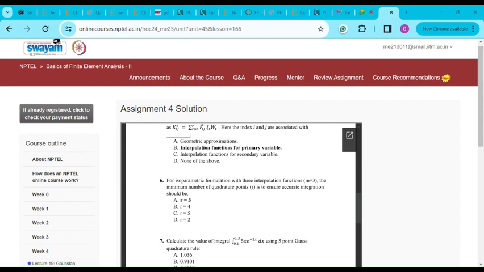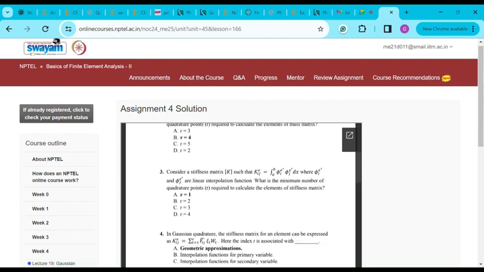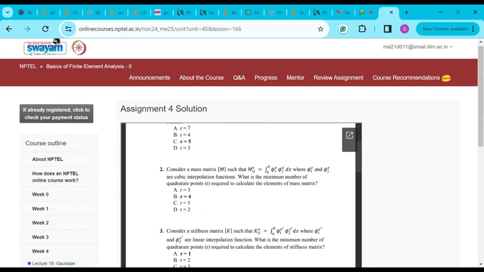Interpolation functions. Like in the above questions, in other questions, also here, it was asked the same questions, but their answer was like, yeah, here it is calculated by the same formula.